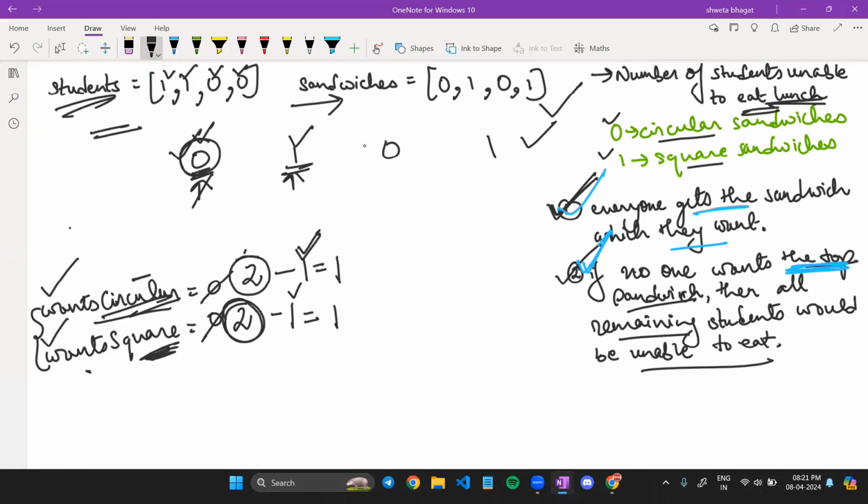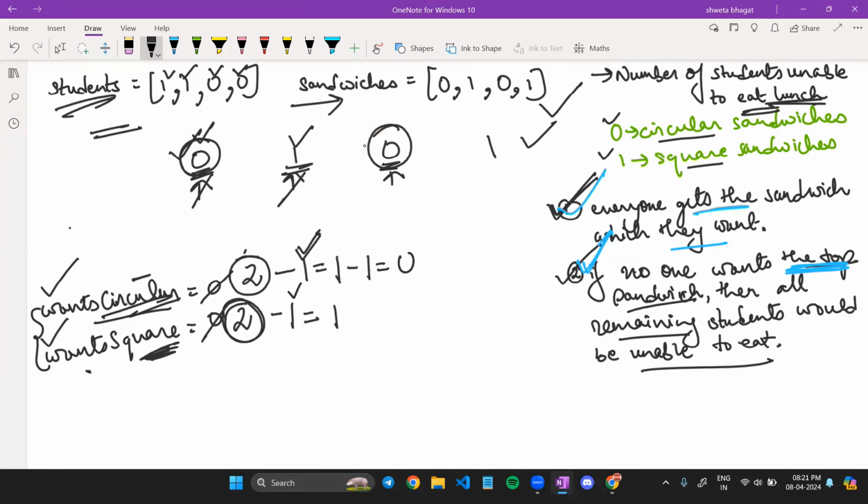And since we have assigned this sandwich, we'll move forward. Now at the top, we have a circular sandwich. Now we'll check, does there exist a child who wants a circular sandwich? We can see that the count of students wanting a circular sandwich is not 0. So what does it mean? It means that there exists a student who wants a circular sandwich. So we will assign this circular sandwich to him.